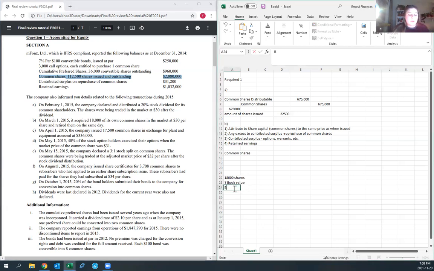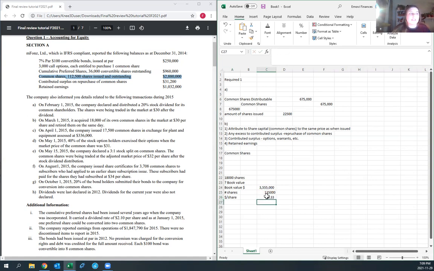And with that price, we're going to be able to do the rest of the transaction. So the book value of our common shares is $2,880,000 plus the amount here that we added for the stock dividends. And then the number of shares that we have is 112,500 plus 20% of that amount, so plus the 22,500 that we issued for the stock dividends. So our price per share is $26.33. So here, the amount that we're going to debit from our common share account is $26.33 times the 18,000 shares that we're repurchasing.